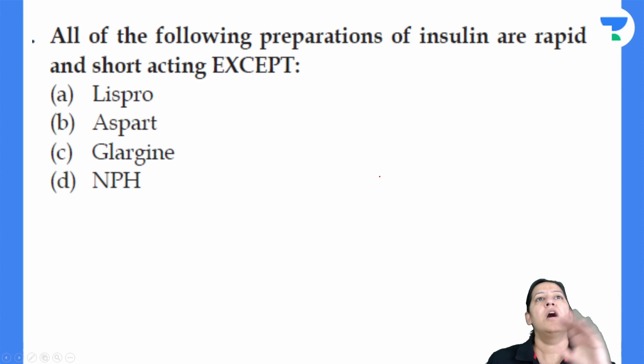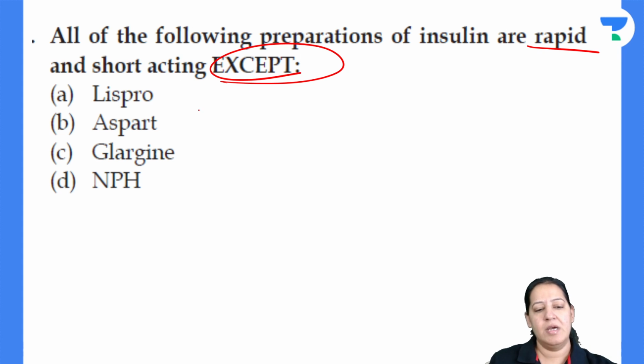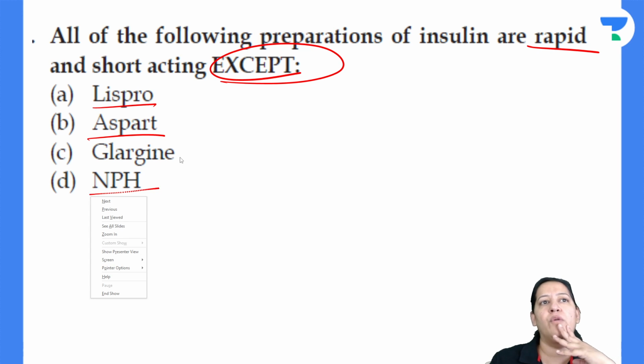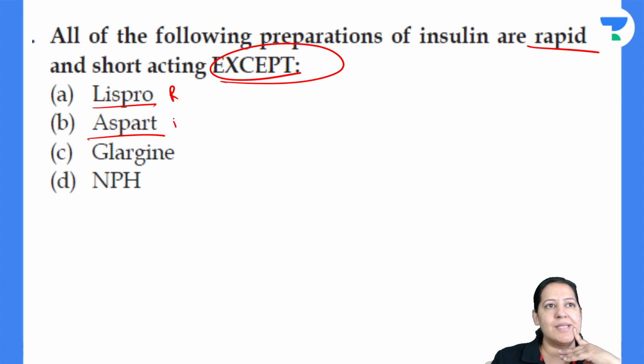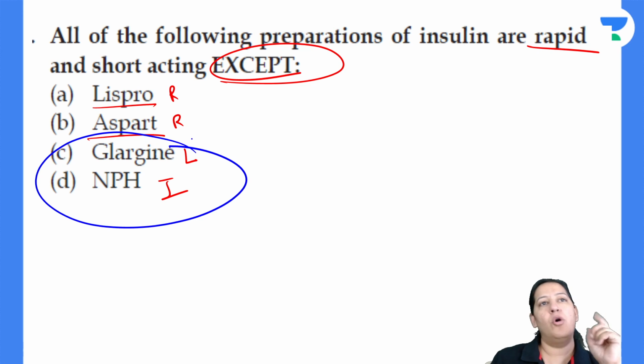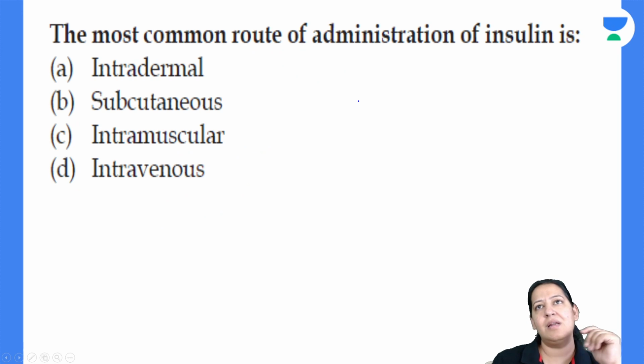Okay, this is the next. All of the following preparations of insulin are rapid and short except. Lispro is short, Aspart is short, NPH is intermediate. I will go with Glargine. Now this is rapid, this is long, and this is intermediate. So what will you answer? Now this is confusing. Both of these are not rapid and short, or rapid and long. But still I will go with Glargine. This is the best answer I can give.